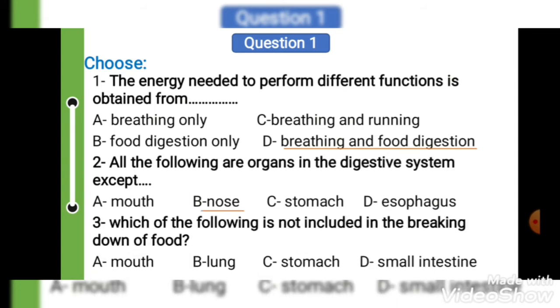Which of the following is not included in the breaking down of food? Who is going to break the food? The digestive system. So I'm searching for something that's not in the digestive system. Mouth, or lung, or stomach, or small intestine? It is the lung.